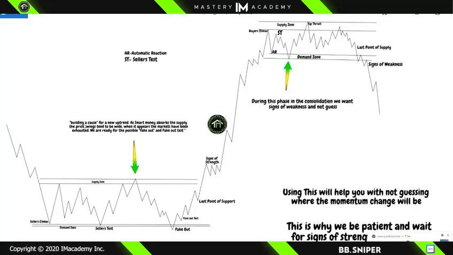Okay? Building a case for a new uptrend. As smart money absorbs the supply, the price will swing, and it tends to be wide. When it appears the markets have been exhausted, we are ready for a possible fake out, fake test. Price will move. Fake out, the spring.